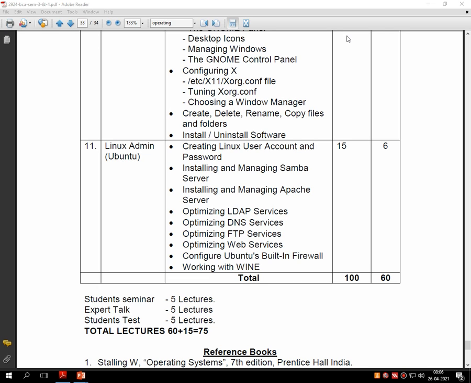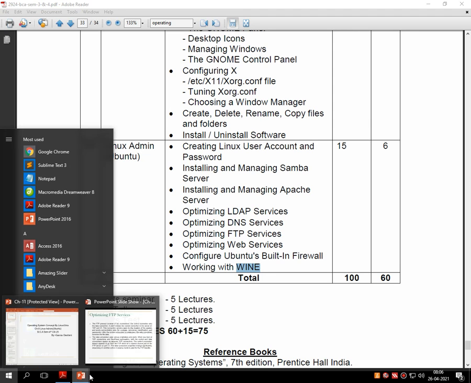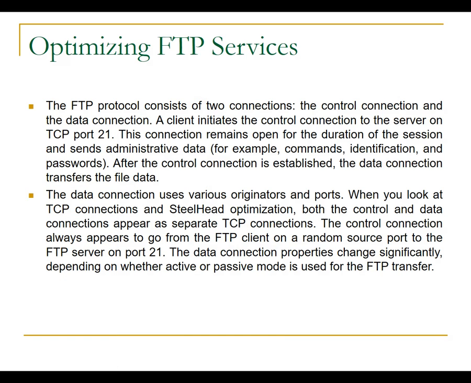Now in today's lecture we'll discuss the remaining part of this chapter, that is optimizing FTP services, web services, and security services with a discussion of firewalls, and last but not least we'll have an idea of Wine. So let's start. I hope this will be the last lecture of CS22 Operating System Concepts using Linux and Unix.